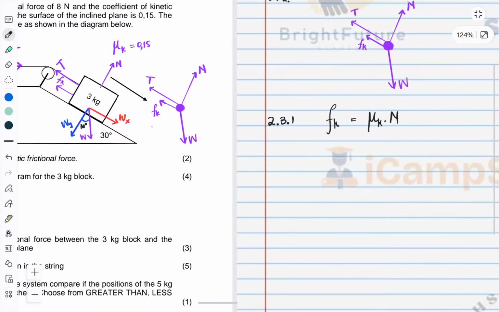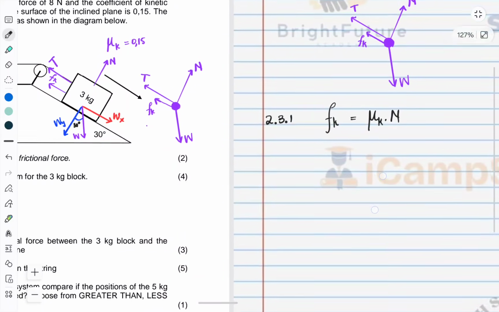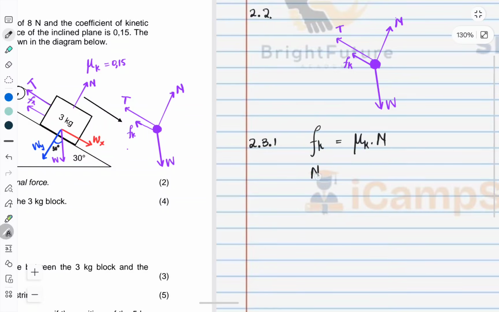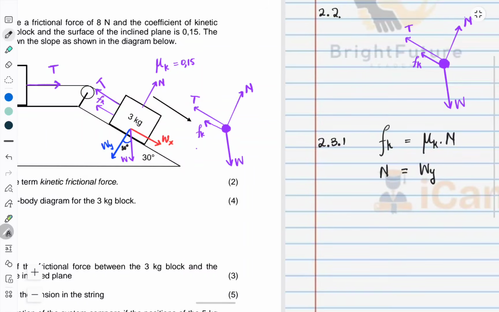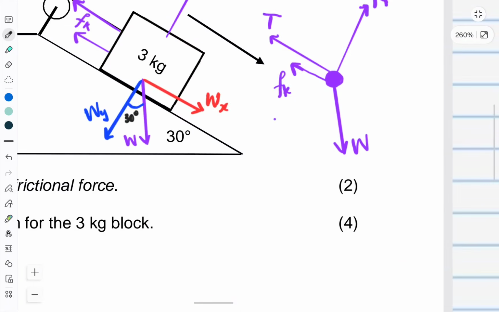So our N here, if you remember, we say that N would have to be the weight perpendicular, which is the y component of the weight. If we go to our triangle here, we find that this y component is an adjacent side, so you have to use cos, right? Because if you take out the triangle, you'll get something like this. Let me draw it here extra.